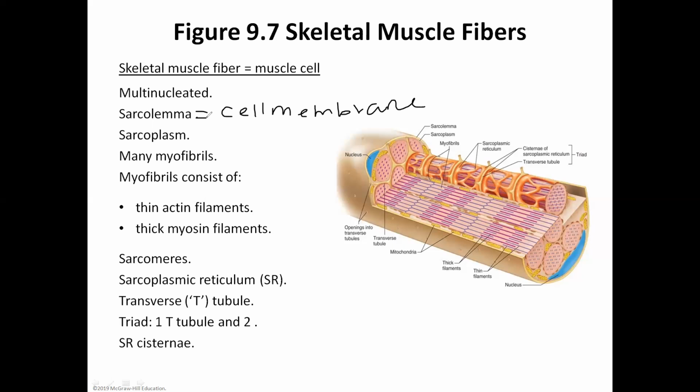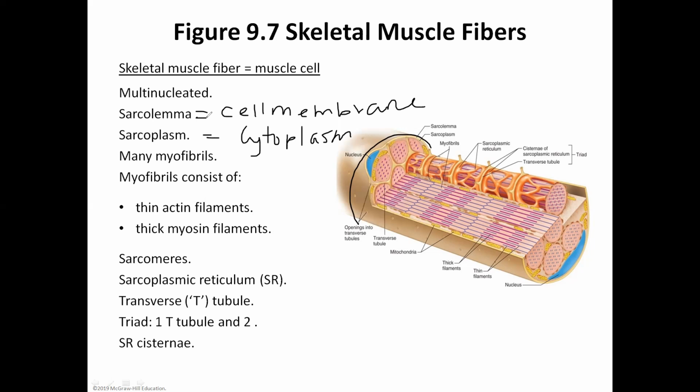So I would suggest taking a moment, grabbing a piece of paper and writing these down. The sarcolemma is the cell membrane. And within the cell membrane, you have the sarcoplasm. Just like when we think about the cytoplasm, where we find all those organelles and our fluid, a muscle fiber is going to have that too. We just refer to it as a sarcoplasm.